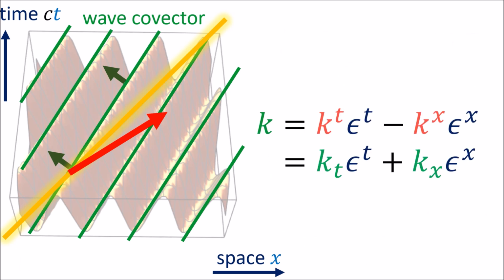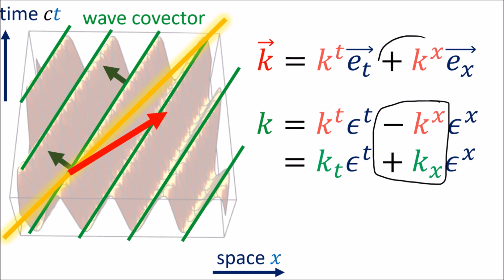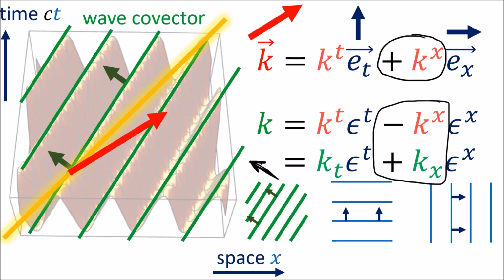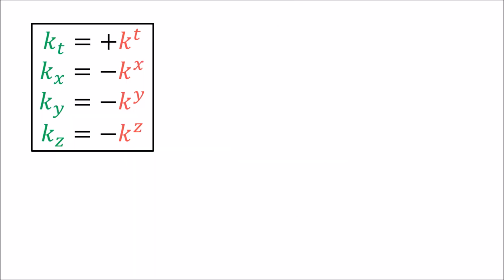Note that the spatial components of the wave covector have the opposite sign compared to the spatial components of the wave vector. This is because the spatial orientation of the wave covector stack is reversed compared to the spatial orientation of the wave vector. So the spatial wave covector components with lower indices and the spatial wave vector components with upper indices have opposite sign.